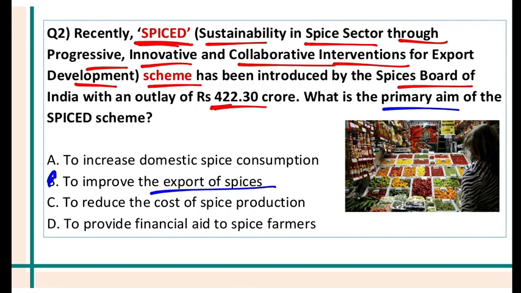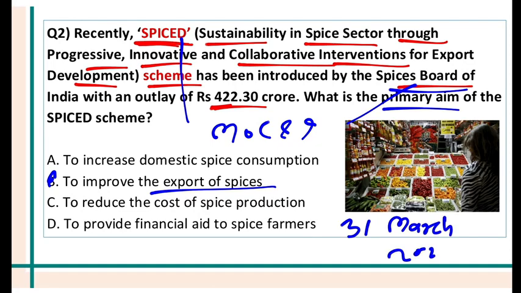Now, the SPICE scheme is launched by the Spices Board of India, and the Spices Board of India works under the Ministry of Commerce and Industry, right? This scheme will be implemented throughout the remainder of the 15th Finance Commission cycle. The 15th Finance Commission ends on 31st March 2026, so this scheme will run till 31st March 2026. The approved amount is 422.3 crore.